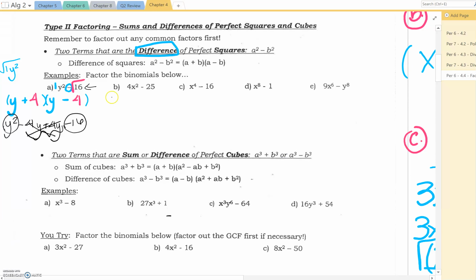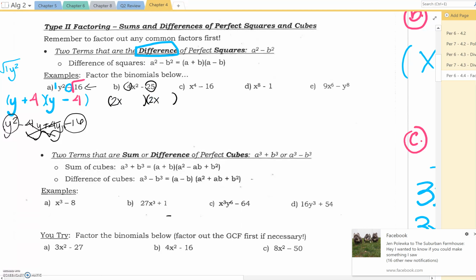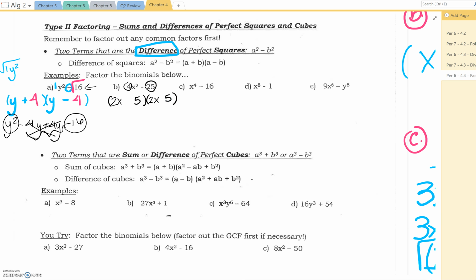Look at letter B. Again, there are 2 perfect squares. There's 4 and there's 25. The square root of 4 is 2. The square root of x squared is x. So the first term is 2x. The square root of 25 is 5. And these terms have to be opposing, so plus 5 minus 5.